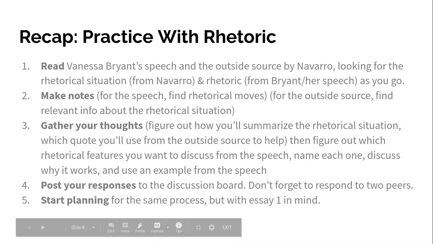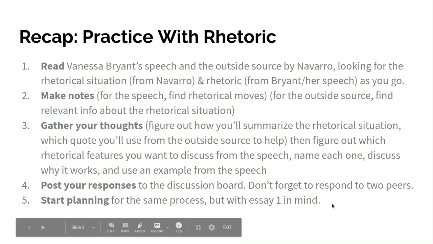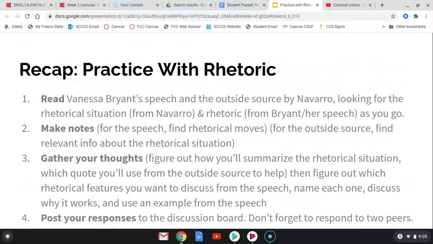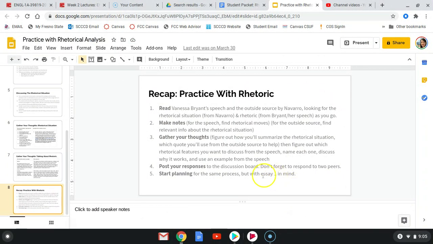So for all of your discussion board posts, you do your assignment and then you also respond to 2 peers. And then you can start planning for the same process, but with your first essay in mind. Because we're doing lots of the same types of things for your essay, right? We're still dealing with rhetoric, we're still looking at those rhetorical features and so on. So this is all practice for the same type of stuff you're going to be doing when the time comes to write essay 1.